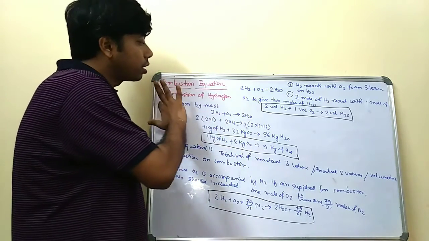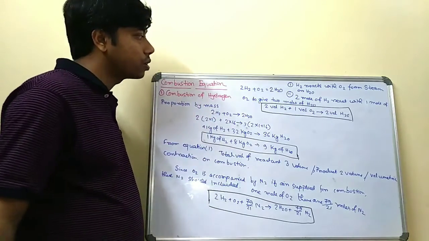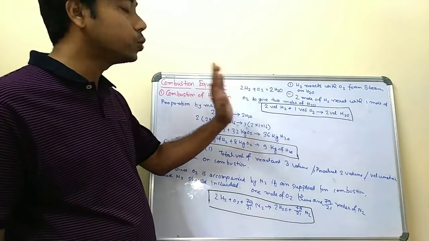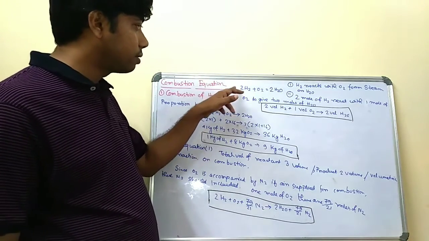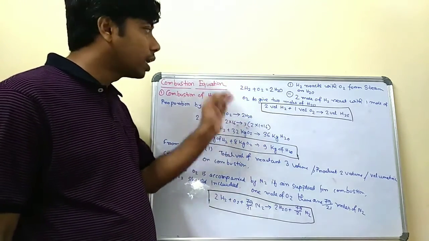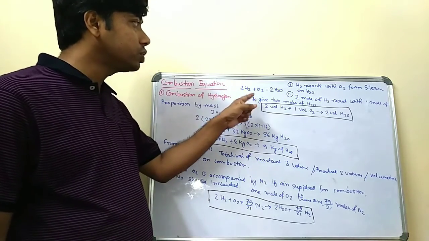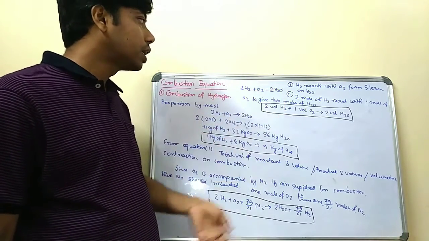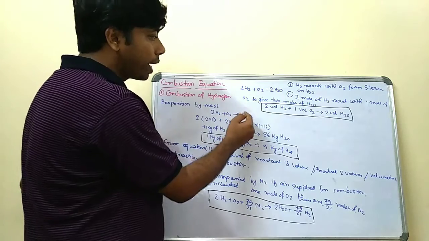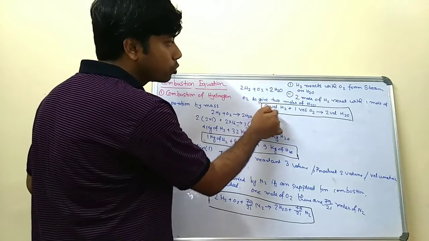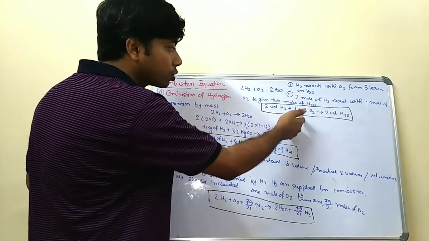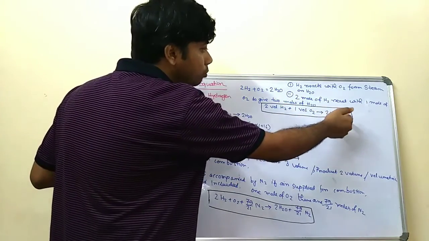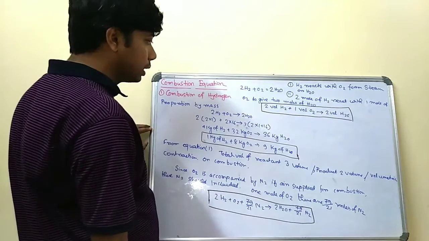If the combustion of hydrogen takes place, 2H2 + O2 = 2H2O. That equation gives you the idea that if hydrogen reacts with oxygen, it forms steam or water. Two moles of hydrogen react with one mole of oxygen and produce two moles of water.